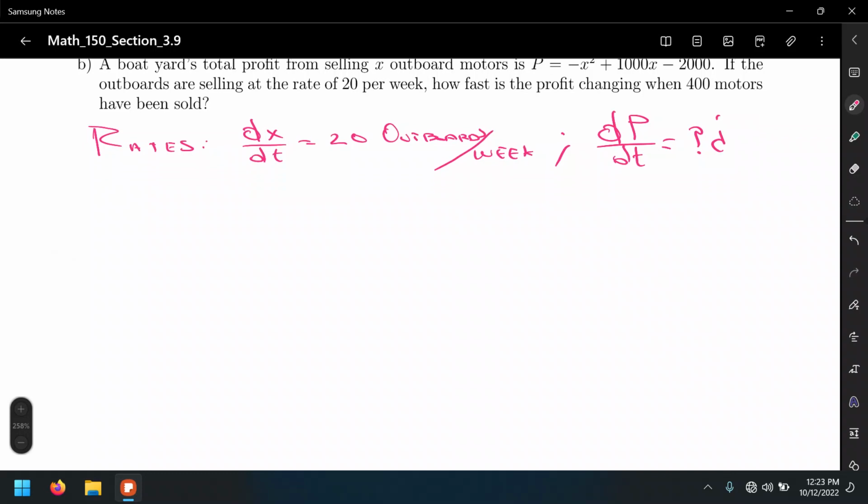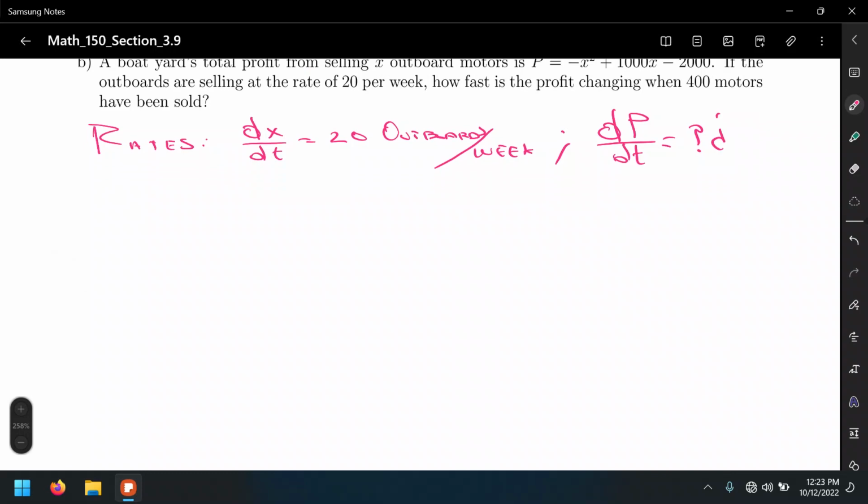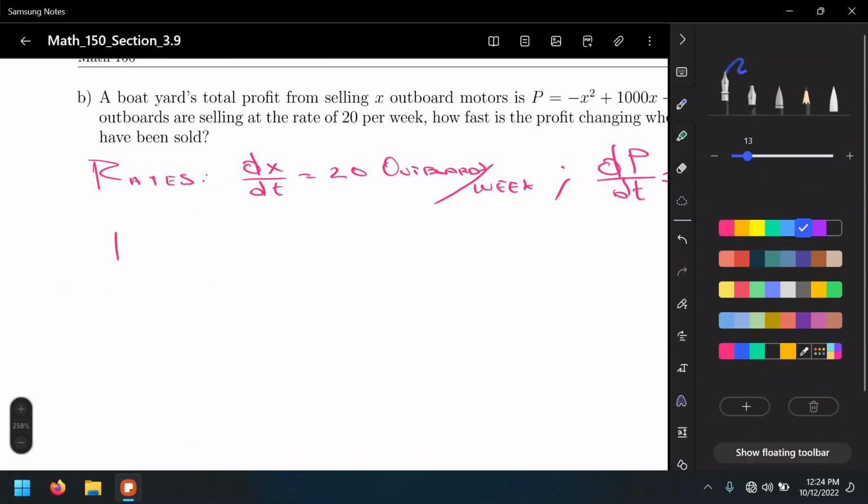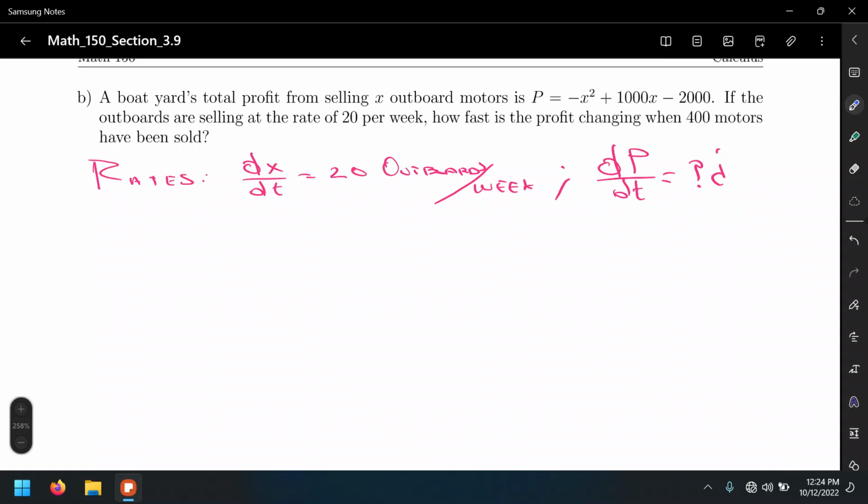All right. So we have a function. Actually, we're given a function. That's what makes this problem very straightforward. Just do the calculus on the function. So we have the function. Let me write it down again. So that's P equals negative x squared plus 1000x minus 2000.